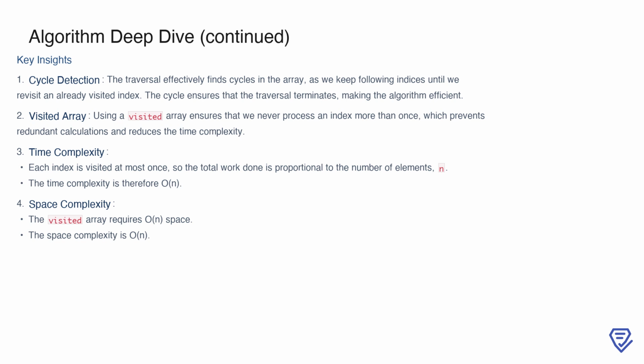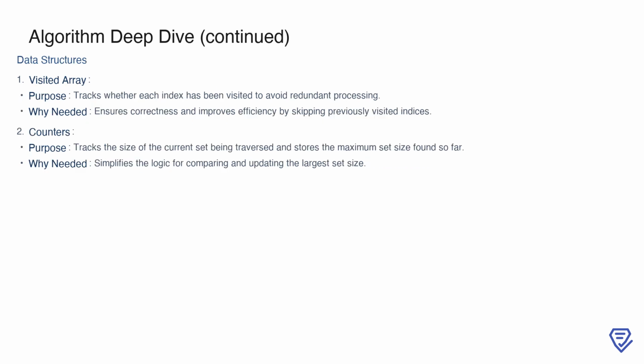When analyzing the time complexity, we observe that each index is visited at most once, resulting in a total time complexity of O(n) for an array of size n. The space complexity, dominated by the visited array, is also O(n), making the algorithm both time and space efficient. To efficiently implement the solution, we rely on two primary data structures. The visited array plays a crucial role in tracking whether each index has already been processed. This prevents redundant traversals and ensures that the algorithm runs efficiently. Without it, we might repeatedly process the same indices, leading to unnecessary computations.